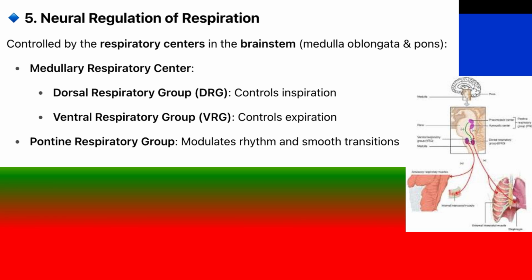5. Neural regulation of respiration, controlled by the respiratory centers in the brainstem, medulla oblongata and pons. Medullary respiratory center: dorsal respiratory group, DRG, controls inspiration; ventral respiratory group, VRG, controls expiration. Pontine respiratory group modulates rhythm and smooth transitions.